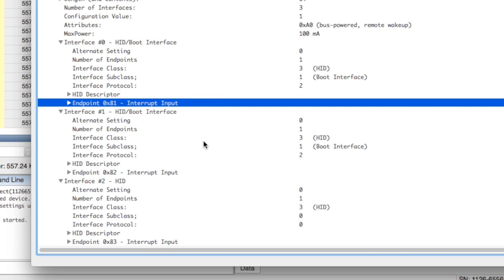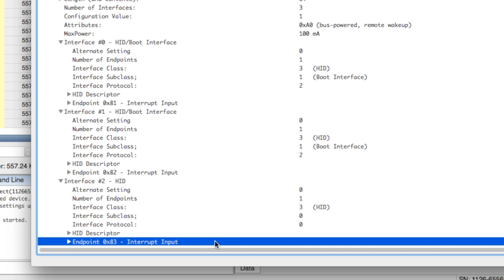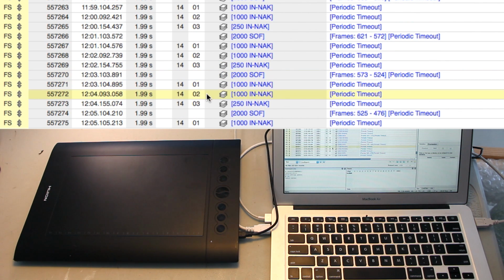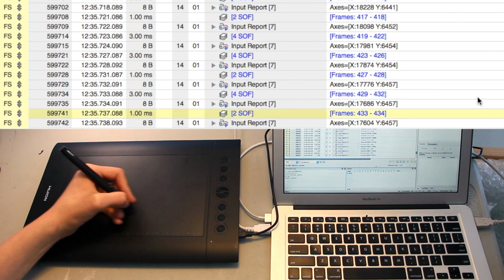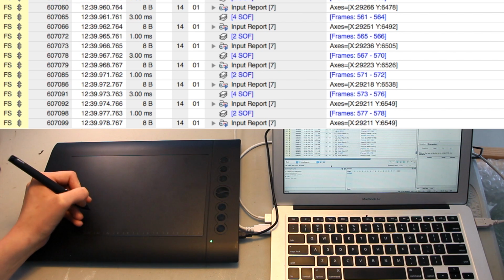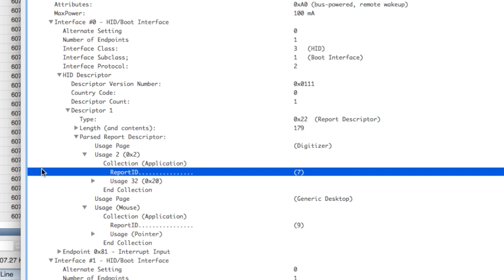You can think of each of these endpoints as almost like different network sockets where you might listen for data from this device. In this case, we can tell that the driver is actively listening to all 3 endpoints for data. Moving the pen around only seems to generate packets from endpoint 1, so let's look more closely at the interface associated with that. Each interface has its own HID descriptors.